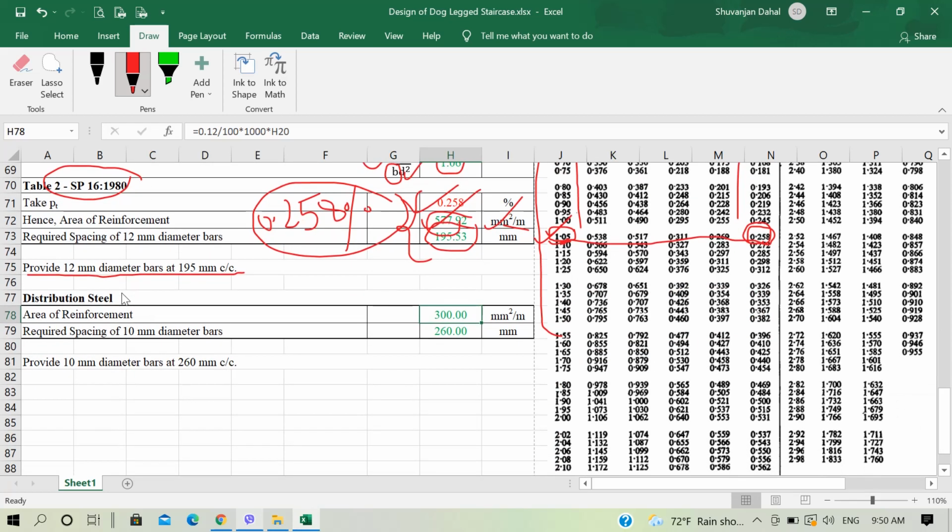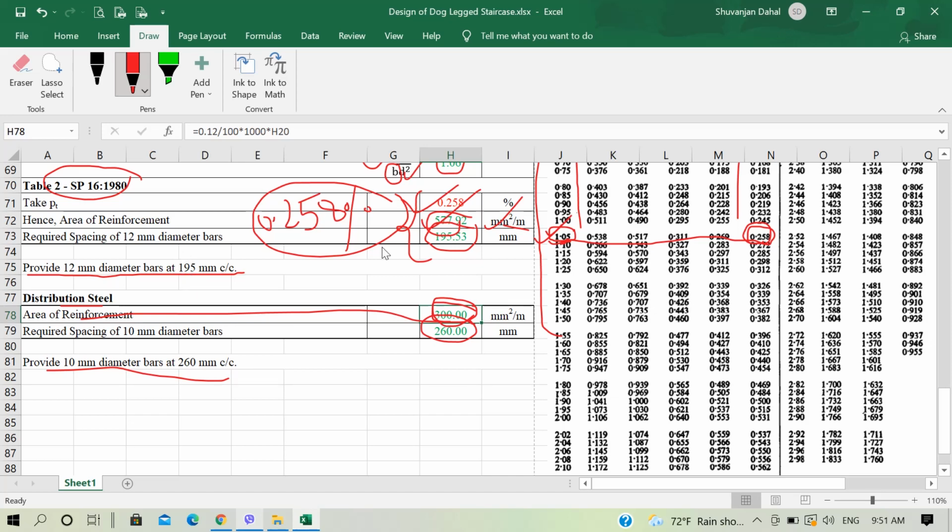And finally, for distribution steel, we take the area of reinforcement to be 0.12 percentage, because 0.12 percentage, if you remember, is the minimum requirement of reinforcement in slab for high strength bars. So 0.12% you get to be 300 mm square per meter, and if you are using 10 mm diameter bars for distribution steel, the spacing will be 260 mm. So we provide distribution steel as 10 mm diameter bar set, 260 mm center to center. So this completes our design process.